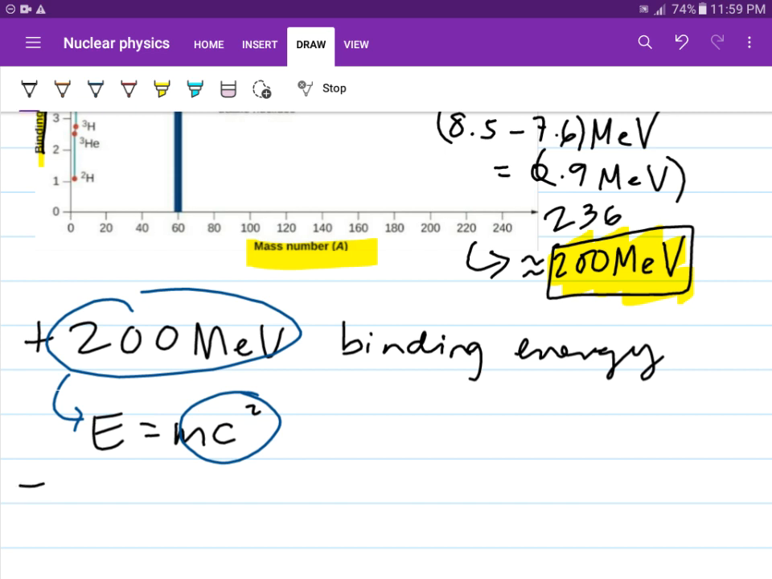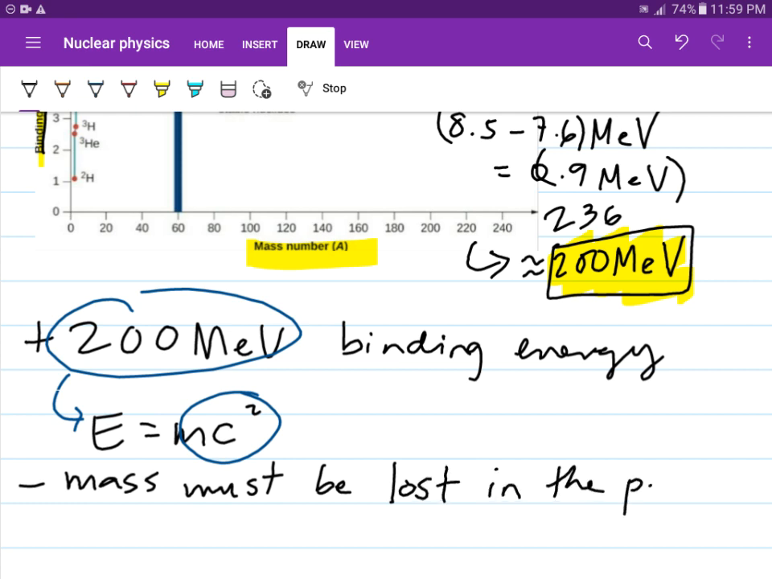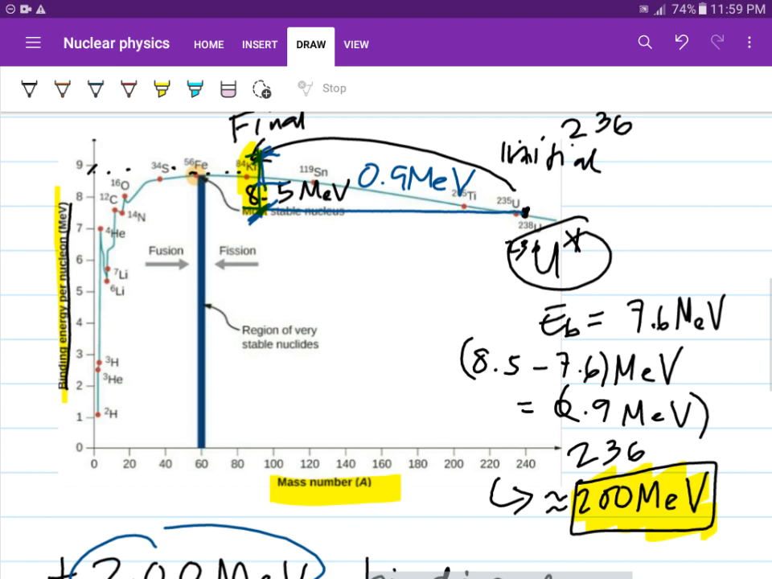So by conservation of energy, some amount of mass must be lost in the process, because you cannot just immediately have created 200 mega electron volts of energy during the fission process.